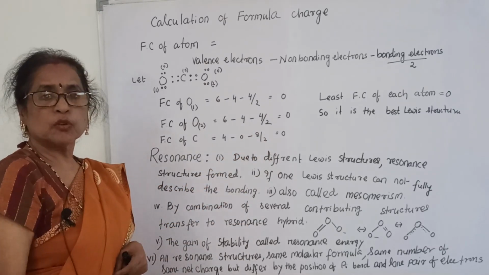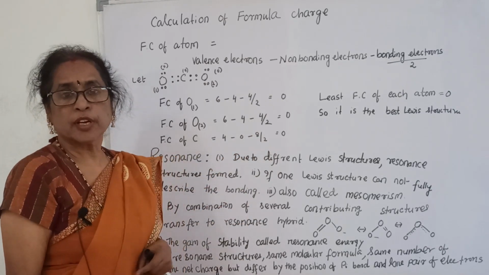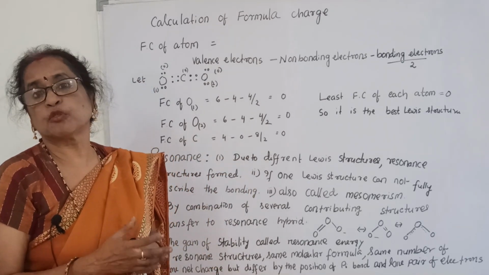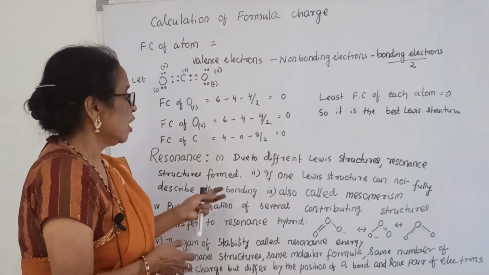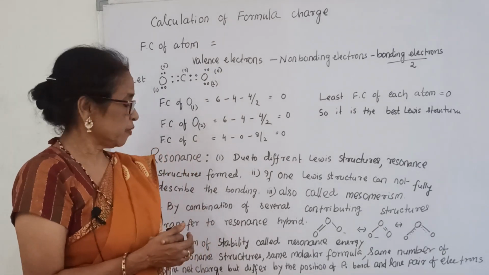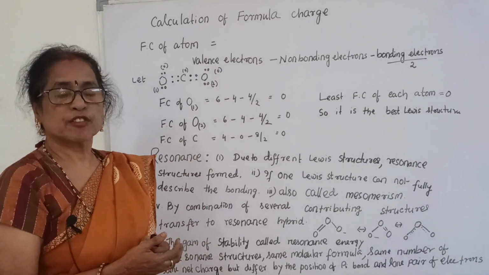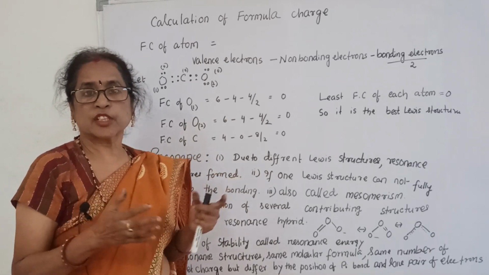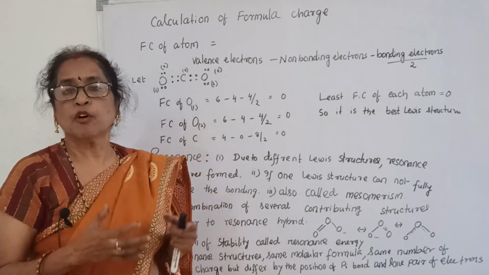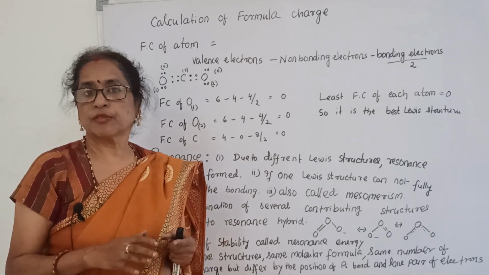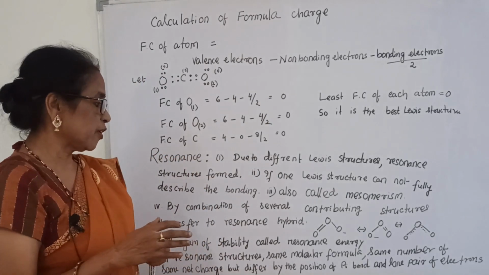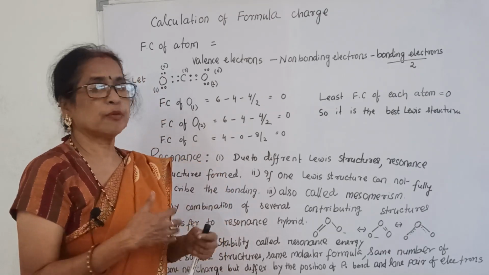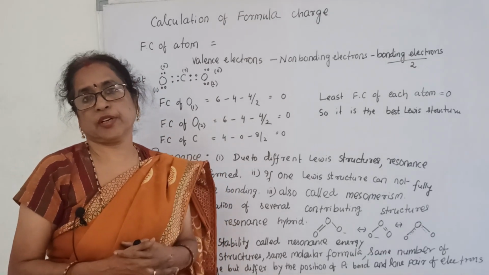Due to different Lewis structures, resonance structures develop from different resonance contributing structures, and lastly transfer to a resonance hybrid structure. It is also called mesomerism. And the gain of stability is called resonance energy. In different resonance structures, we find the same molecular formula and the same number of electrons; only the position of pi bonds and the position of lone pair electrons are different.